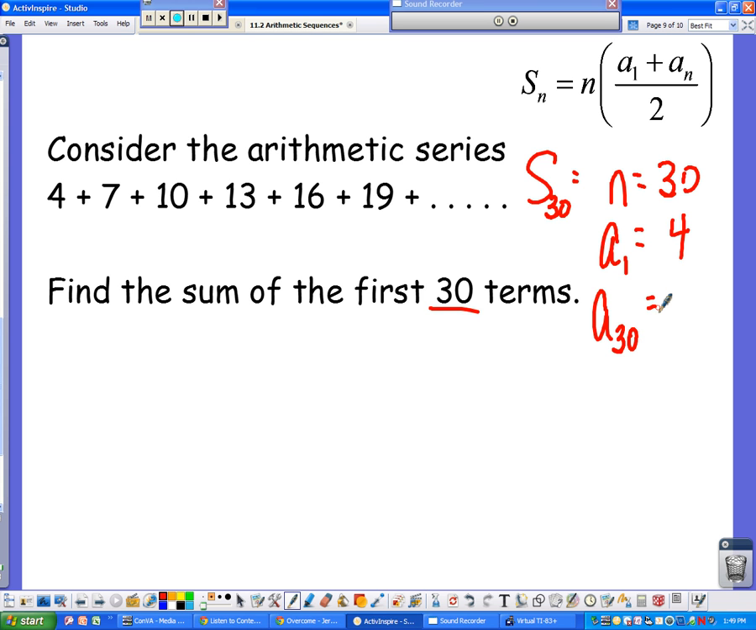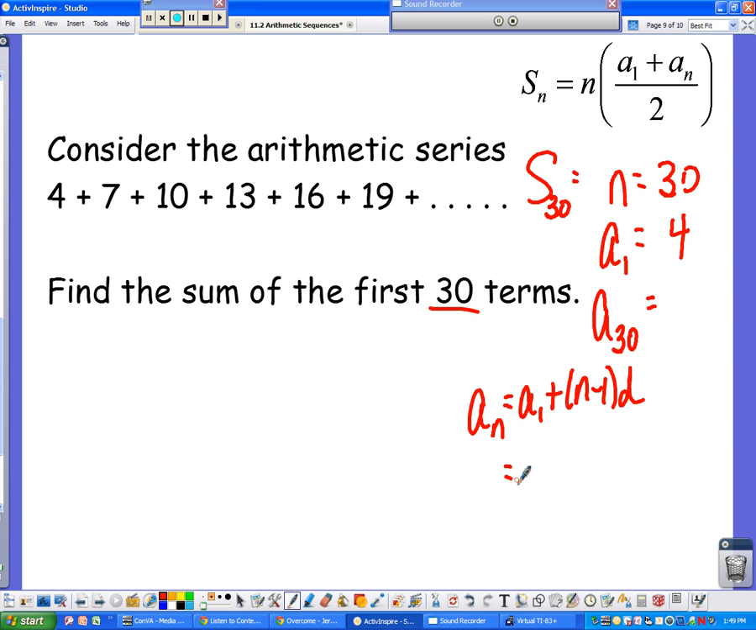Now the problem is, here's the first, the second, the third, the fourth, the fifth, and the sixth. So I have the first 6 terms, but I don't have that 30th term. So what I actually need to do is use the other formula. Remember, a sub n equals a sub 1 plus n minus 1 times d. This is all formula driven, so if you can keep your formula straight, most of it's just plugging it in and finding the answer. So it's not real difficult.